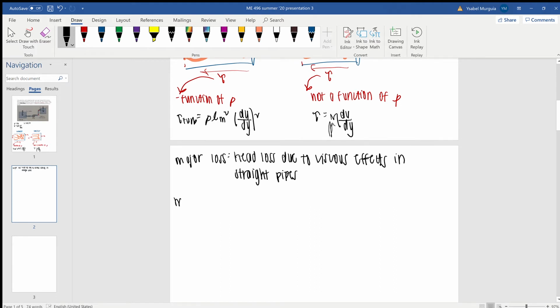And then minor loss. Minor losses are going to be due to everything else but the straight pipes, essentially. So the head loss from pipe components, such as an elbow, a flange, a T, a valve, or it could even be the pipe exit and entrance. So head loss due to pipe components.